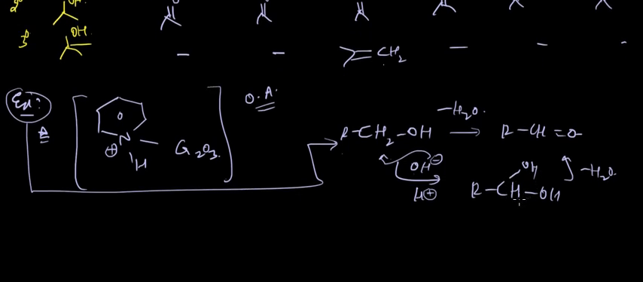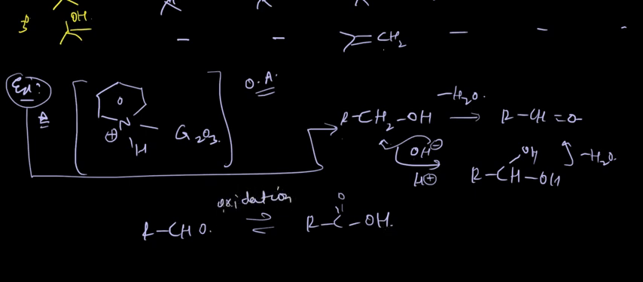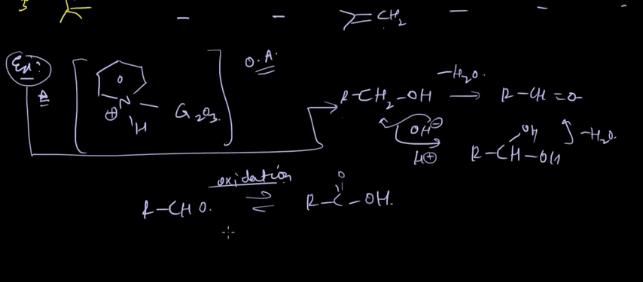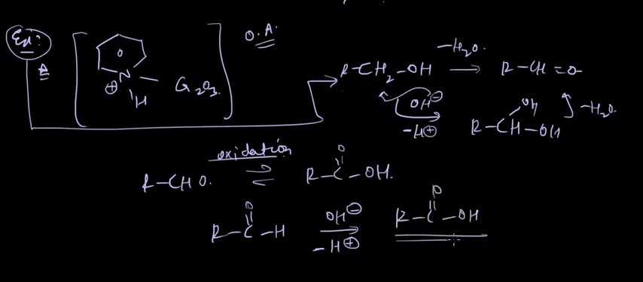So this formed aldehyde would again go on oxidation. Again we'll provide OH minus, and H plus would be released in this step, and as a result we'll be getting something like this on oxidation. This is the process of oxidation.